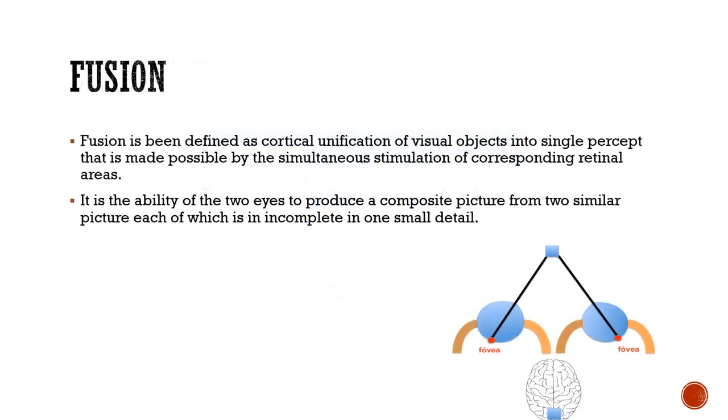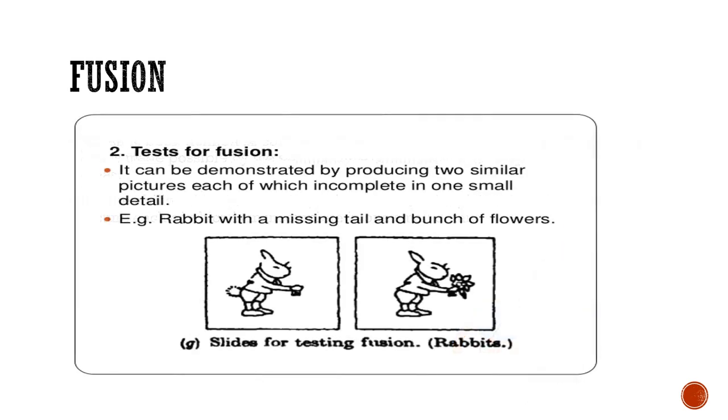Fusion is defined as when you see two images and they get fused together and maintained as one singular image. For testing fusion, it is the same idea with a rabbit, where one picture has a flower and the other has a carrot or a bunch of flowers. When these fuse together they produce a single image.